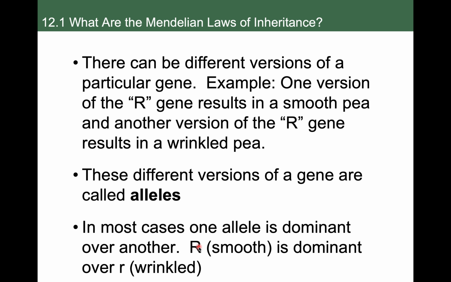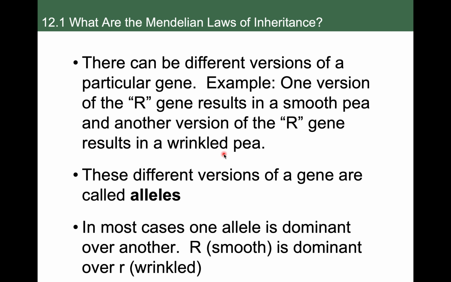And because we have these dominant and recessive versions of that gene, we need a term to refer to those different versions of the gene, and the word that gets used is alleles. We would say there's two different alleles of the gene. There's the version of the R gene that gives you a smooth pea, and then there's another version of the R gene that gives you a wrinkled pea.